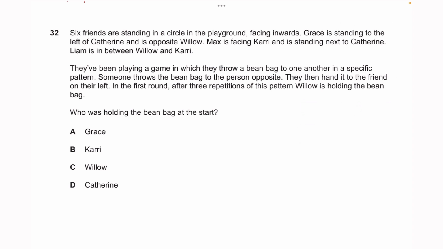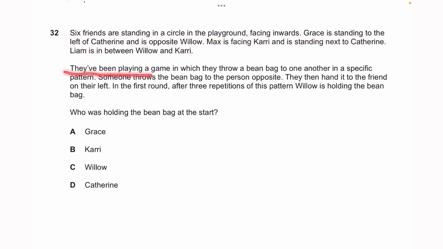Okay, so let's have a look at question 32. Question 32 says this. 6 friends are standing in a circle in the playground facing inwards. Grace is standing to the left of Catherine and is opposite Willow. Max is facing Carrie and is standing next to Catherine. Liam is in between Willow and Carrie.